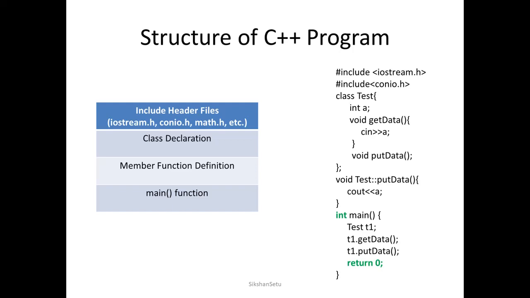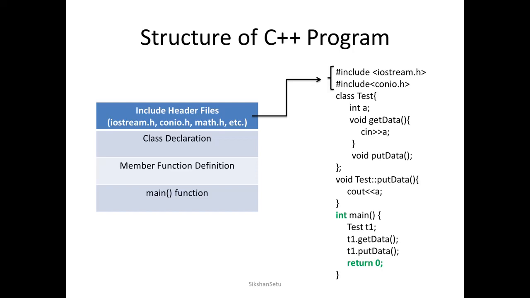But the fundamental and very important header file which is to be added in a C++ program is iostream.h, which is input output stream.h. Then next comes class declaration, then member function definition and main function. So these are 4 different portions of the structure of a C++ program.